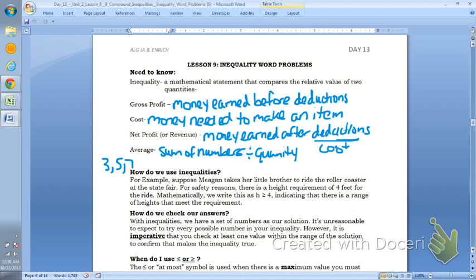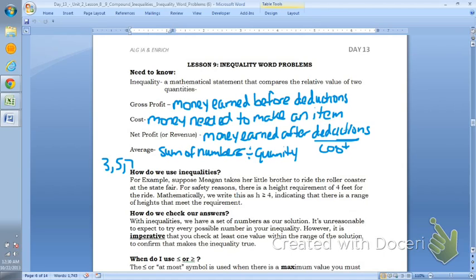We use inequalities more than equations in our real life. How do you check an inequality? You simply choose any value to see if it's true. With an inequality, if we have a set of numbers as our solution, it's unreasonable to expect to check every single number. But you must check at least one value in the range to make sure the inequality is true.